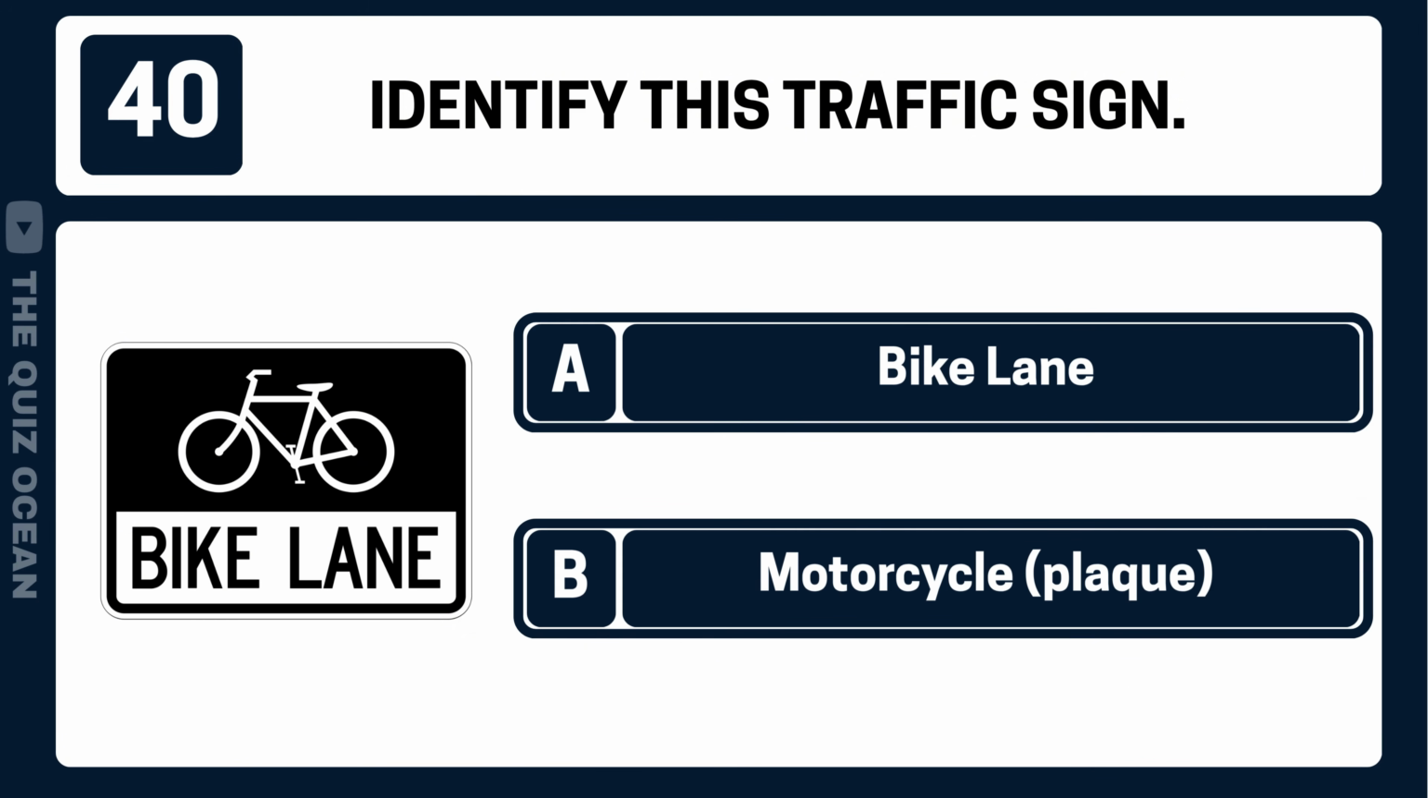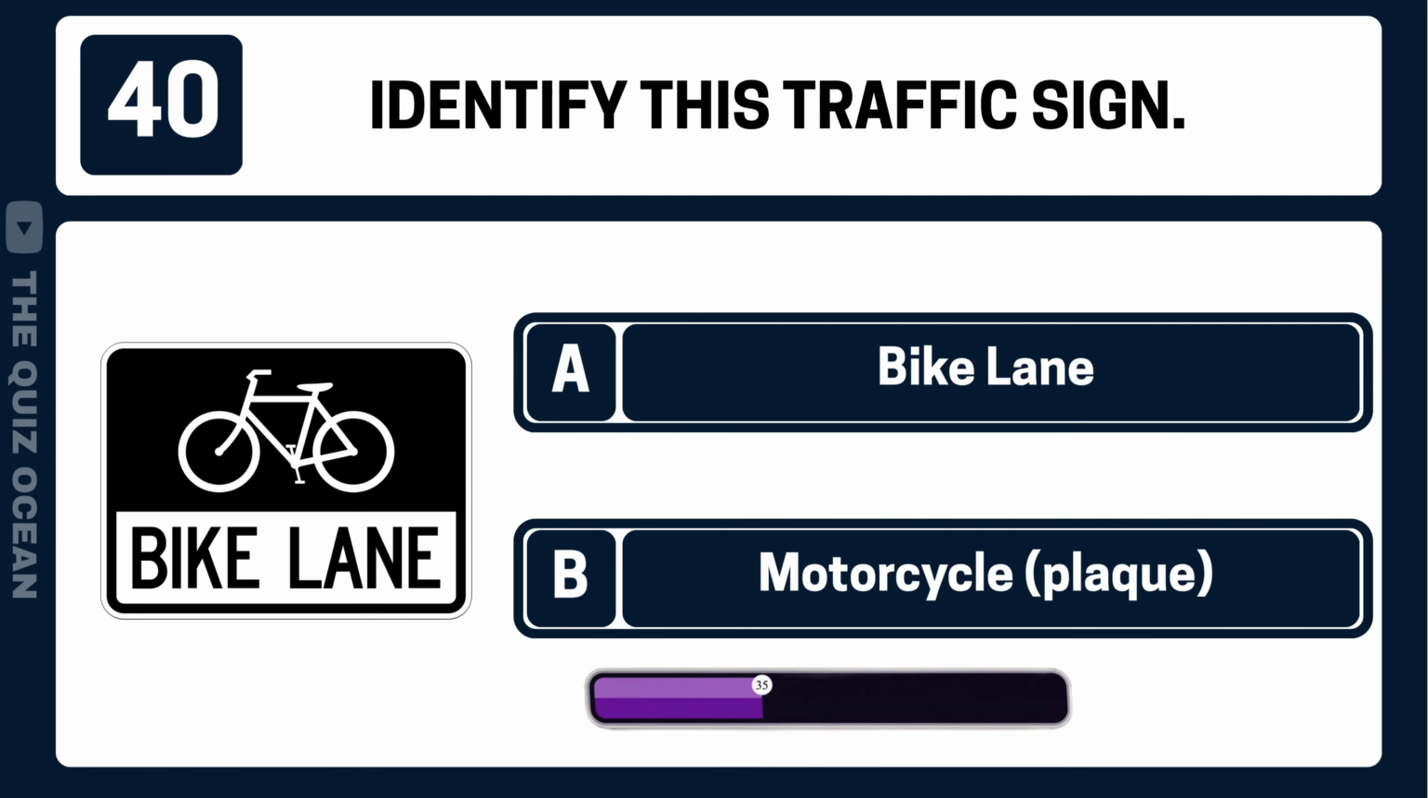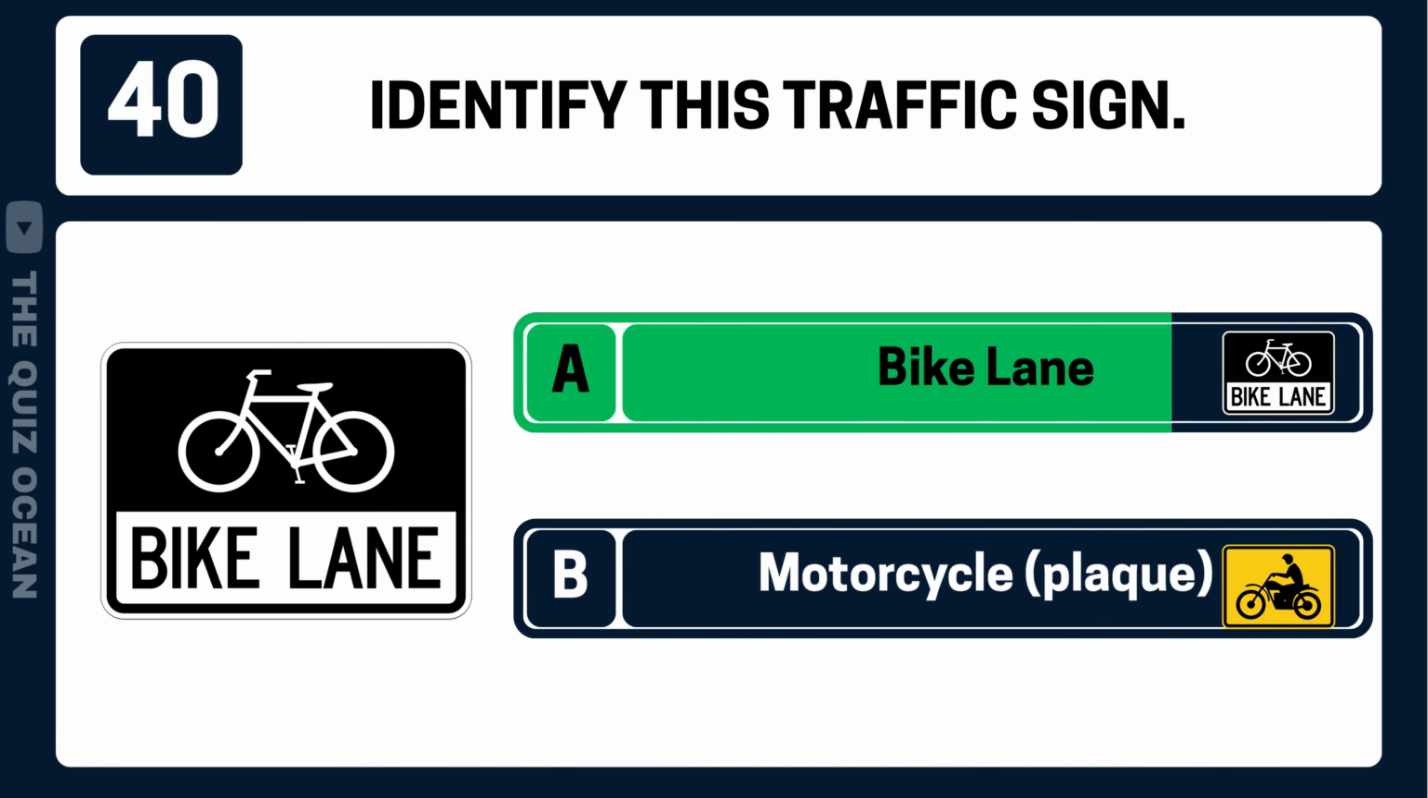Identify this traffic sign. A. Bike lane. B. Motorcycle plaque. Right, it is the bike lane sign.